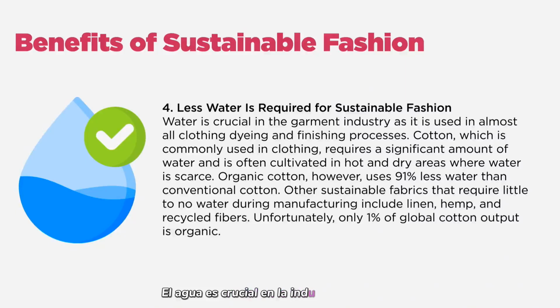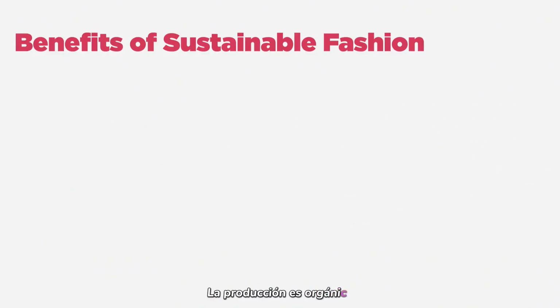Water is crucial in the garment industry as it is used in almost all clothing dyeing and finishing processes. Cotton, which is commonly used in clothing, requires a significant amount of water and is often cultivated in hot and dry areas where water is scarce. Organic cotton, however, uses 91% less water than conventional cotton. Other sustainable fabrics that require little to no water during manufacturing include linen, hemp, and recycled fibers. Unfortunately, only 1% of global cotton output is organic.